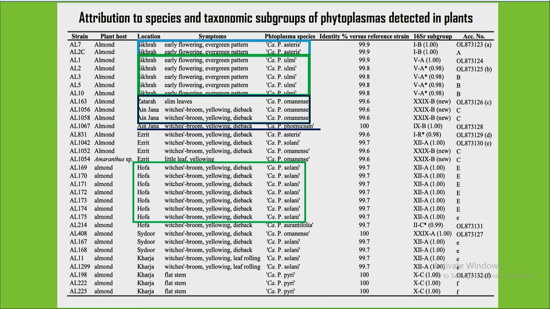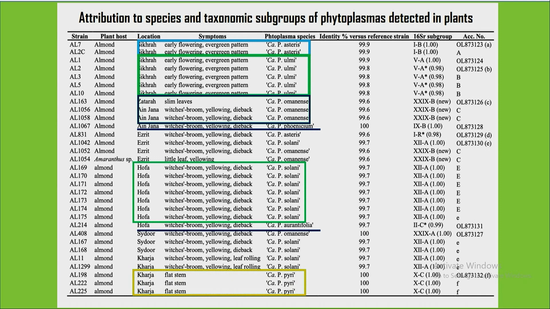And also we have Candidatus phytoplasma solani associated with this, which is prone to dieback and yellowing. Solani was detected and identified in Hofa. Hofa is one of the major cultivation areas of almonds. In the same area, we have Aurantifolia.